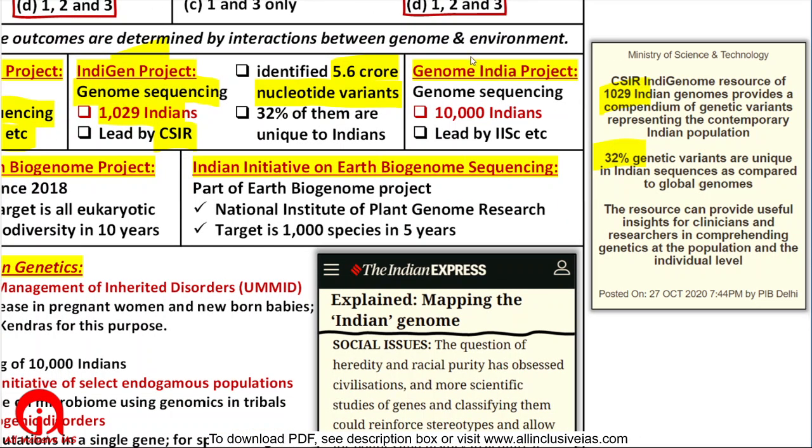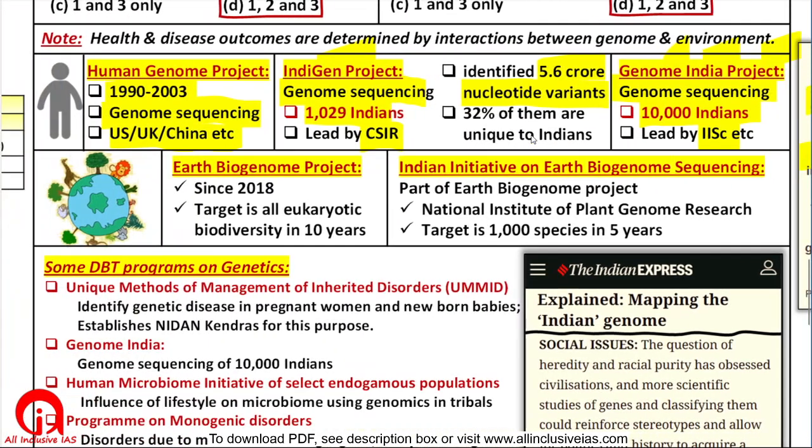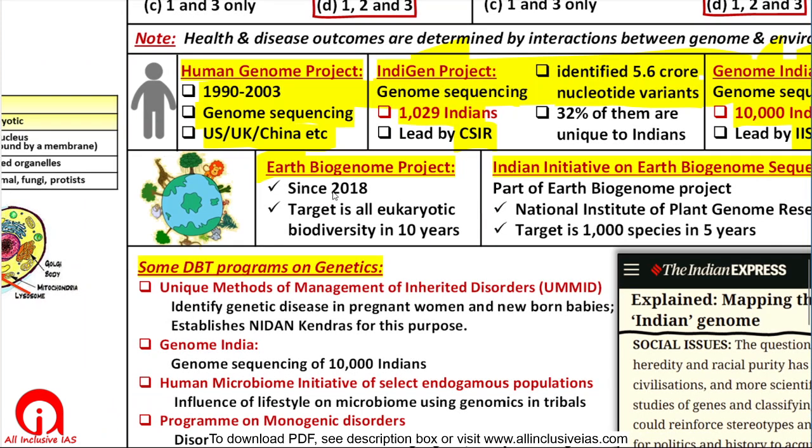There is another program of the Department of Biotech, which is the Genome India project. It will do whole genome sequencing of 10,000 Indians. It is led by the Indian Institute of Science, Bangalore. So this is about the genome sequencing of humans. What about the genome sequencing of other life forms? Is there a project for that? Yes, that is the Earth BioGenome Project. It is running since 2018. Its target is to do genome sequencing of all the eukaryotic biodiversity on Earth within 10 years.